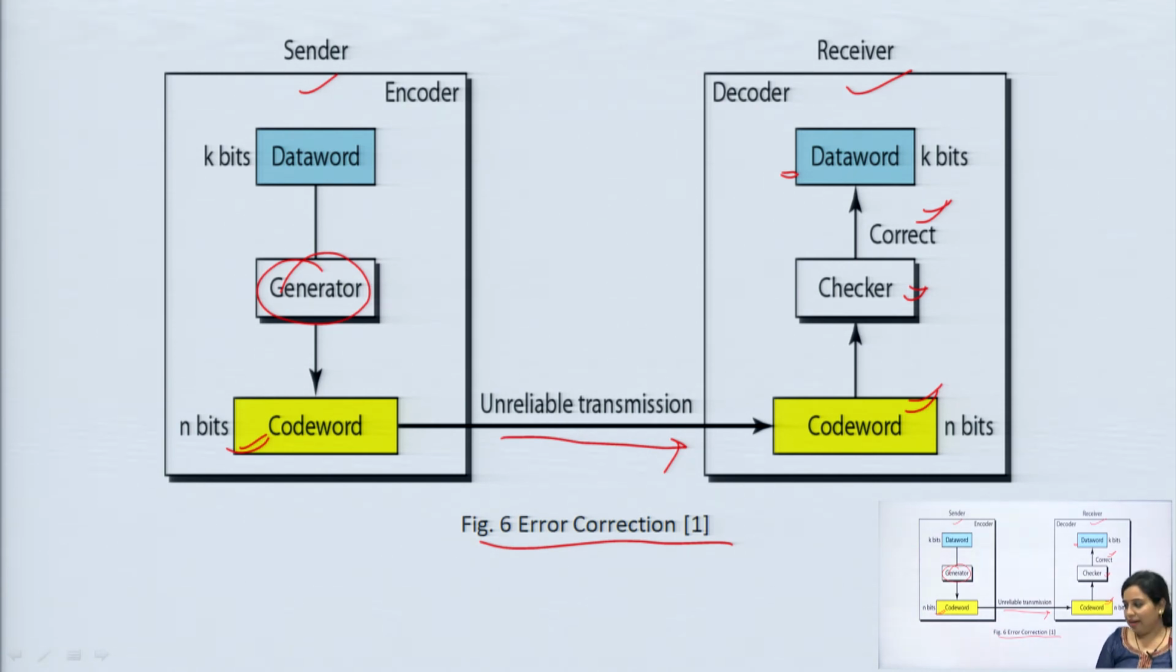So, this is the error correction block diagram, which consists of the transmitter and receiver, and the checker will check and correct the error that has occurred at the receiver side. So, this is the error correction part.